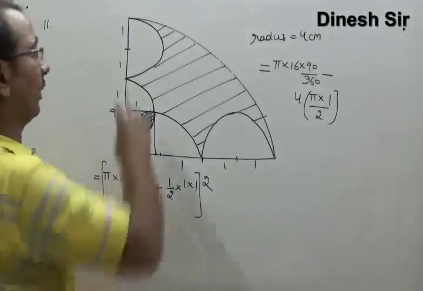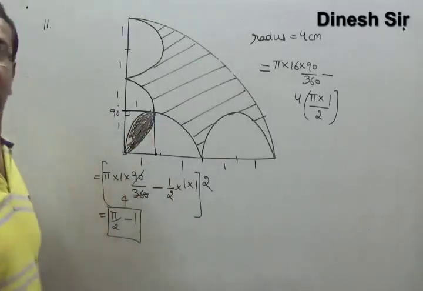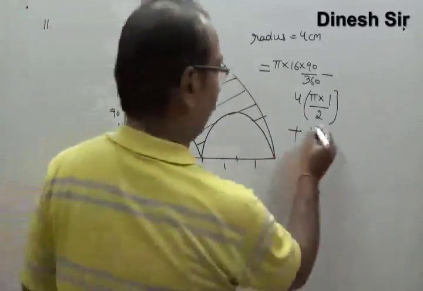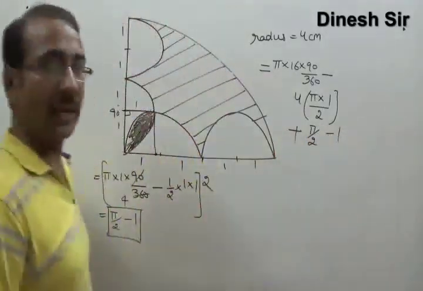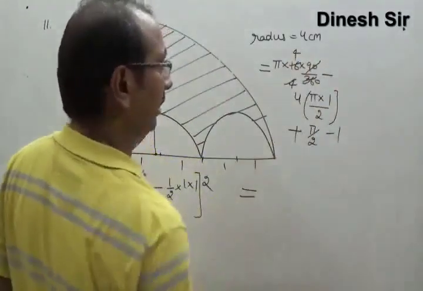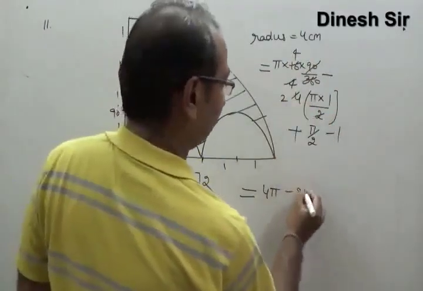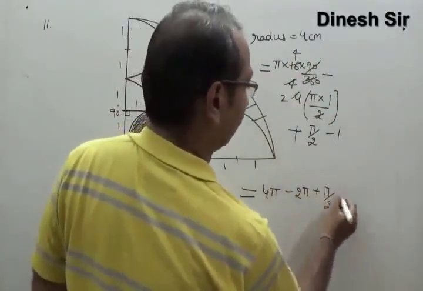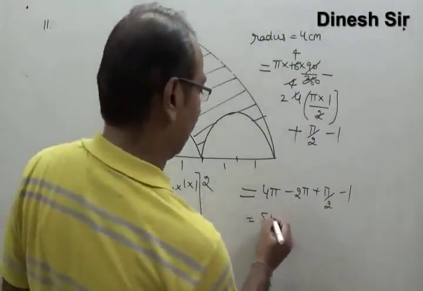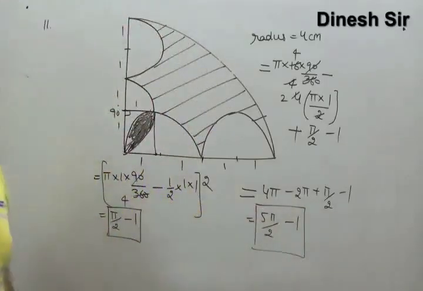But when we subtract it 4 times, 1, 2, 3 and 4, this portion has been subtracted twice. But practically we have to subtract it only once. It means once we have to add it back. So pi by 2 minus 1 we have to add. Finally, my answer is 90 will go on 4, 4 will go on 4, so that is 4 pi minus 2 pi plus pi by 2 minus 1. Okay, then 4 pi minus 2 pi is 2 pi. 2 pi plus pi by 2 is 5 pi by 2 minus 1. So that is the required area of the shaded portion.